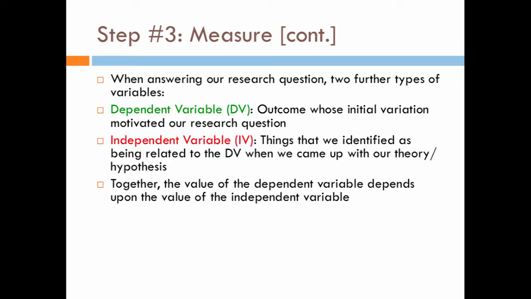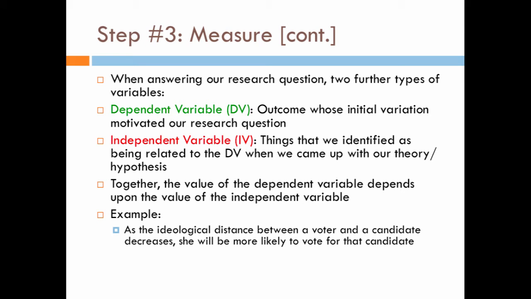That is, we expect that if we change the value of the independent variable, the dependent variable will change because of it. Let's return to our example for a moment. As the ideological distance between a voter and a candidate decreases, she'll be more likely to vote for that candidate. What was our initial question again? We want to understand how likely a person is to vote for a particular candidate.